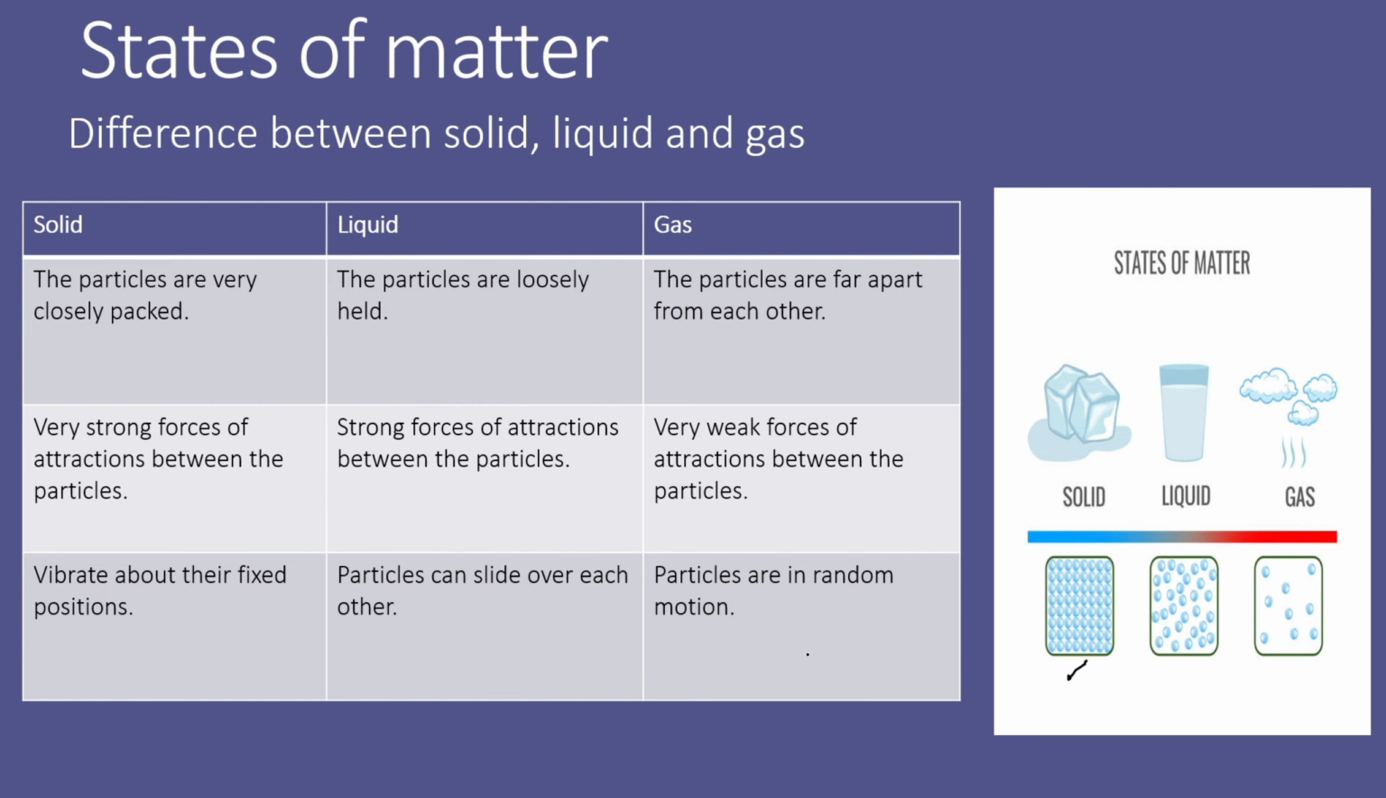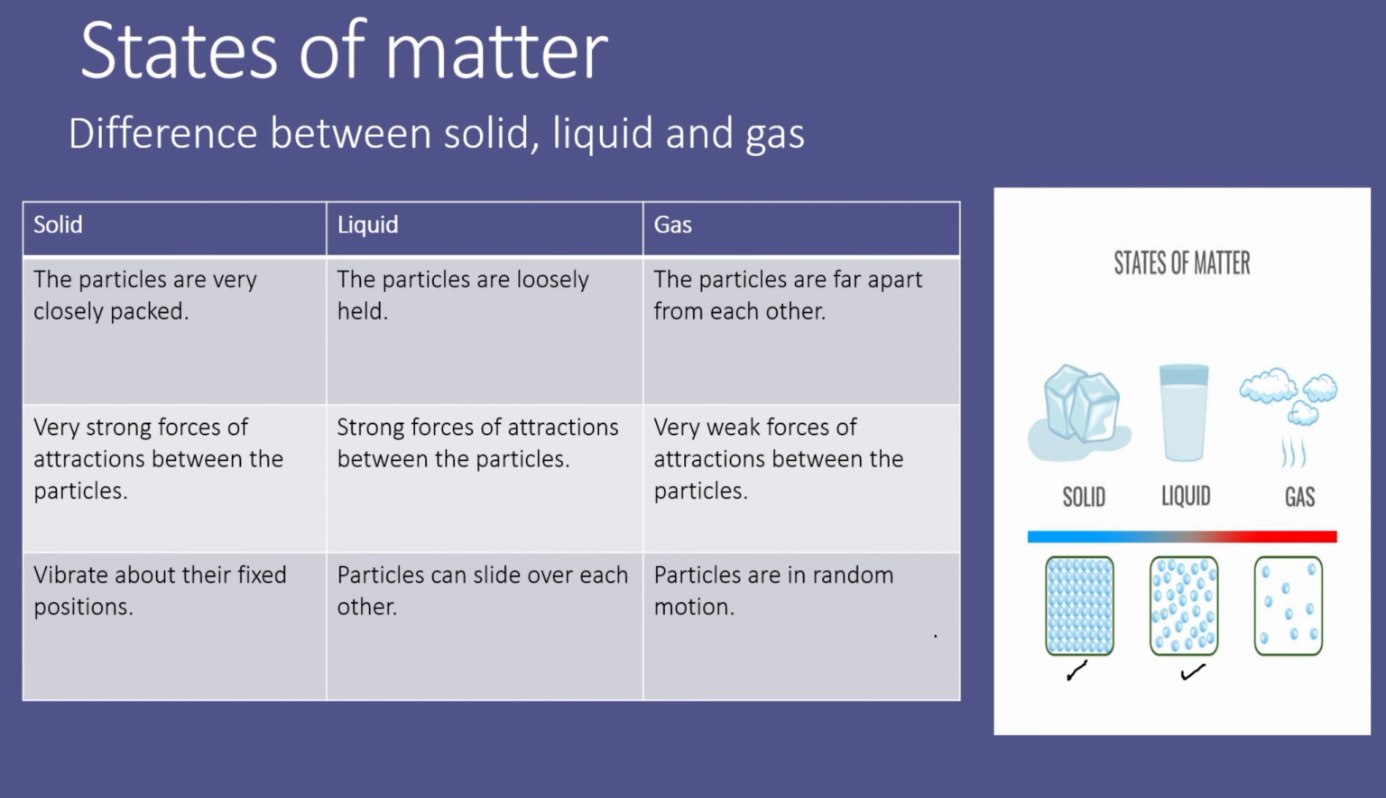In the case of liquids, you can see in the second picture, the particles are loosely held, but still the particles are just touching each other. These particles can move past one another. That means they can slip and slide over each other, but they remain touching one another. In liquids, there are strong forces of attraction between the particles, although they are less compared to solids, but still strong. As the particles can slide over each other, that's the reason liquids can flow.